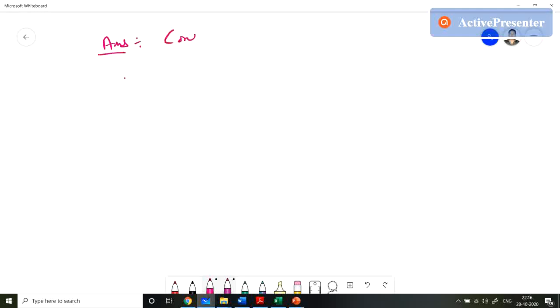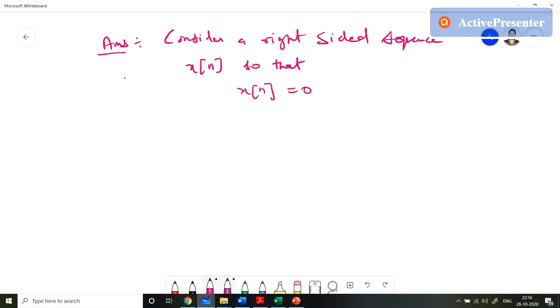So consider a right-sided signal, a right-sided sequence x[n], so that x[n] is equal to 0 when n is less than capital N1, and X(z) converges for modulus of z equal to r0.